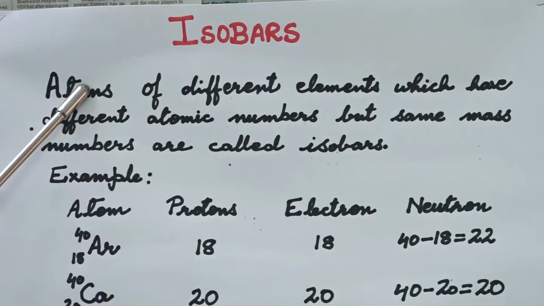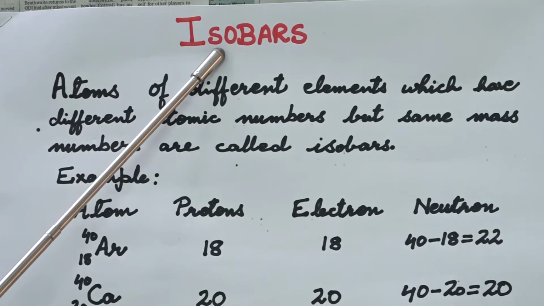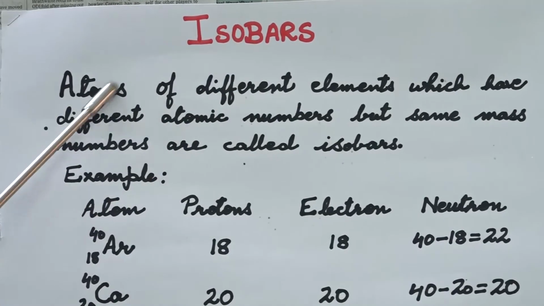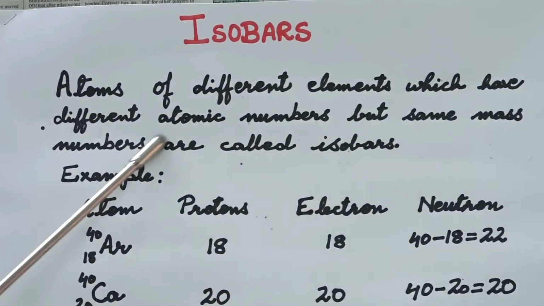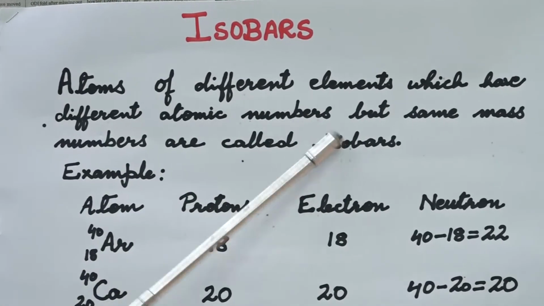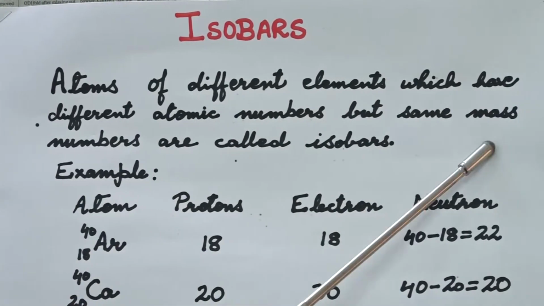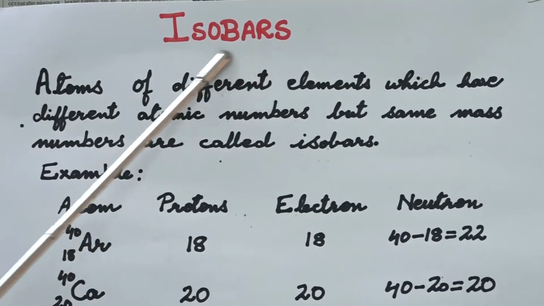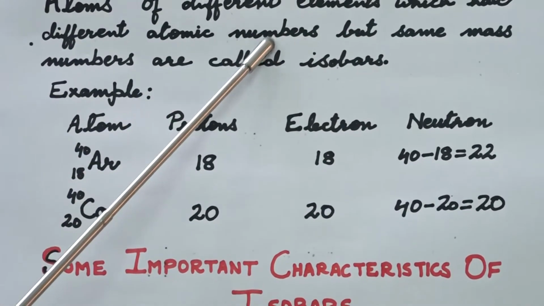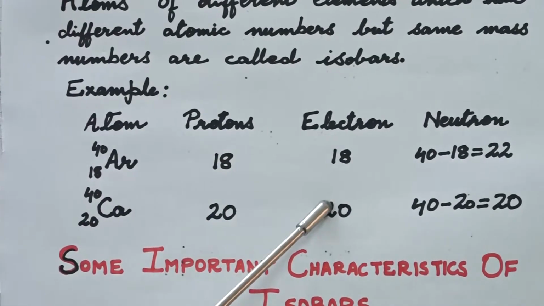Just as isotopes are atoms of the same element with the same atomic number but different mass numbers, we have atoms of different elements which have different atomic numbers but the same mass number. Such atoms of different elements which have different atomic numbers but the same mass numbers are called isobars. As they have different atomic numbers, they contain different numbers of protons as well as electrons.